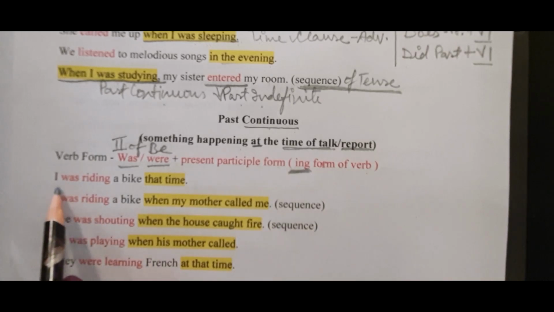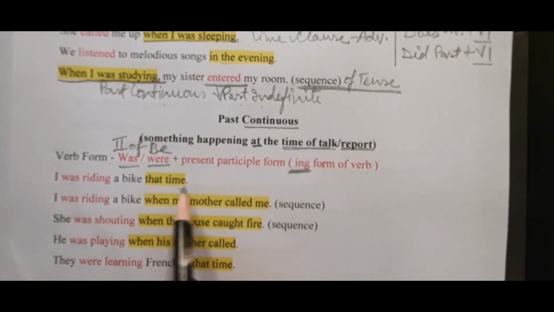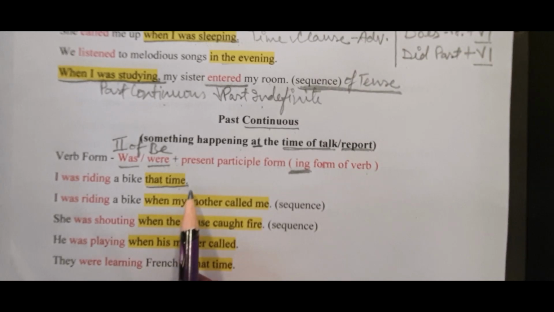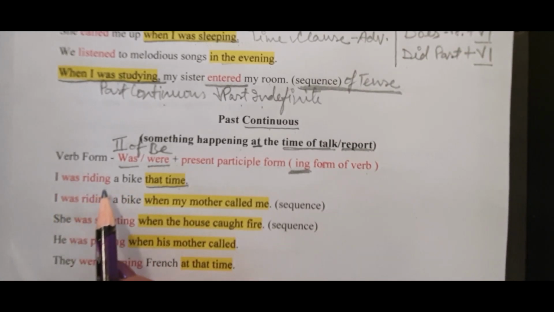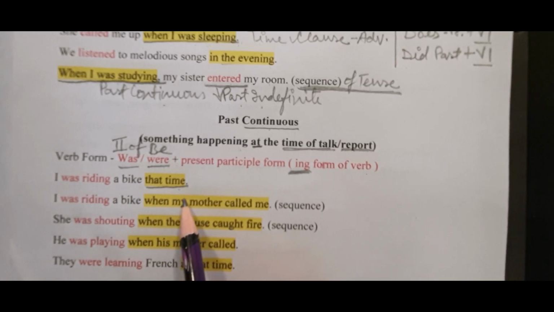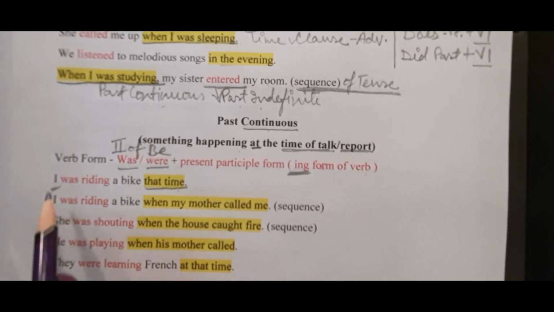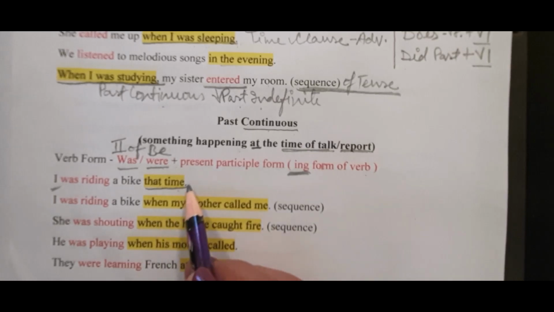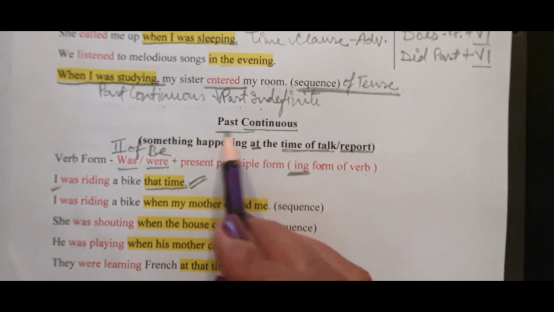Let's see the example. I was riding a bike that time. About the time which you are talking, I was riding a bike. वो समय मैं बाइक चला रहा था जिस समय की आप बात कर रहे हैं. Okay? Maybe somebody is blaming me that I have done something. So now in my defense I'm saying I was riding a bike that time. उस समय तो मैं बाइक चला रहा था. So this is how we use past continuous tense.